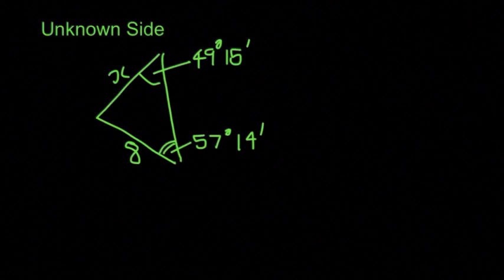To find an unknown side, let's have a look at this triangle. And what we do is we set up the relationship of the sine rule, and if you look carefully, the sine rule for an unknown side is exactly the same as the sine rule for an unknown angle. It's just that it's all been inverted. So we end up with this following expression.